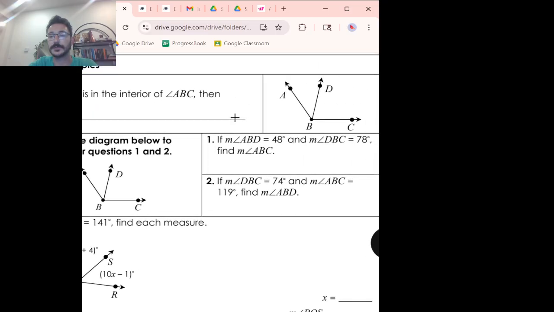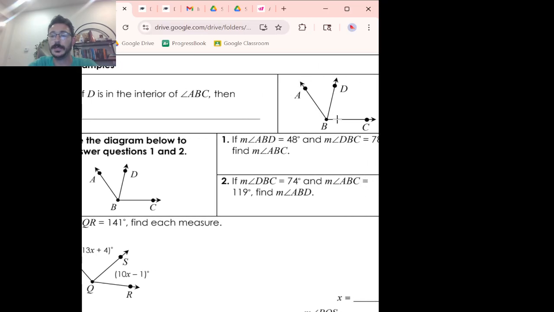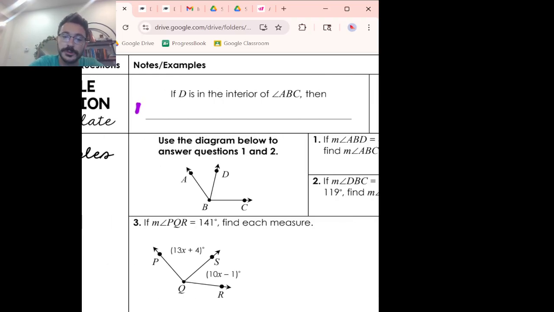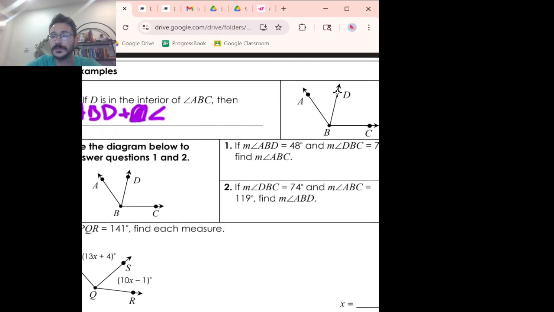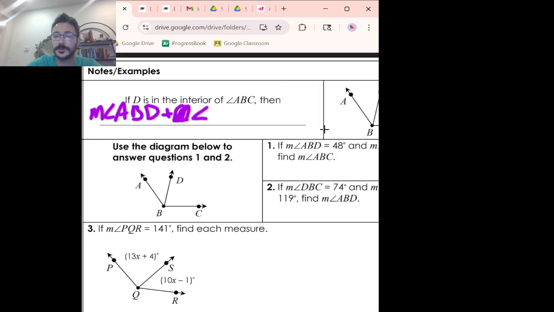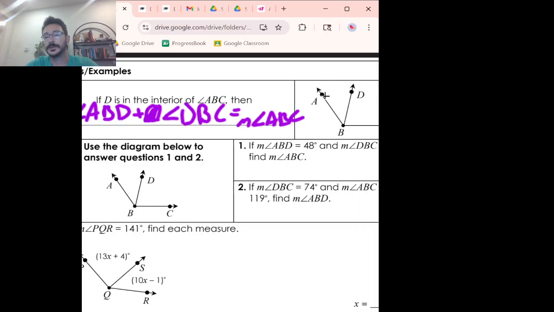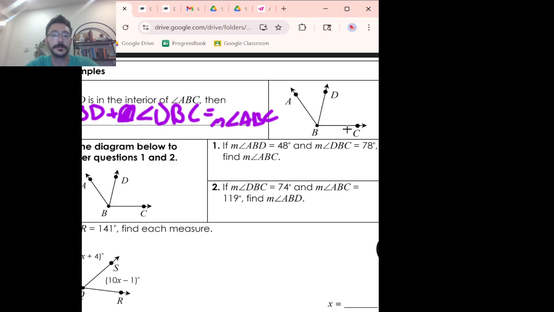So like in this instance over here, I could say the measure of angle ABD plus the measure, that's my attempt at an M, of angle DBC. So this one, DBC, remember the vertex has to be in the middle. DBC equals the measure of angle ABC. So basically, if I know the two sections, I can add them together and get the whole thing.